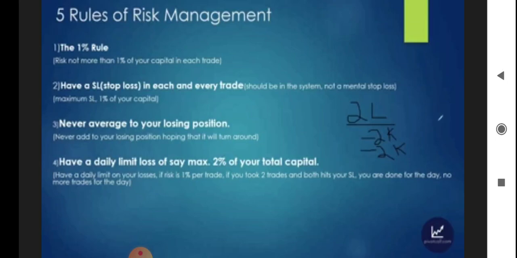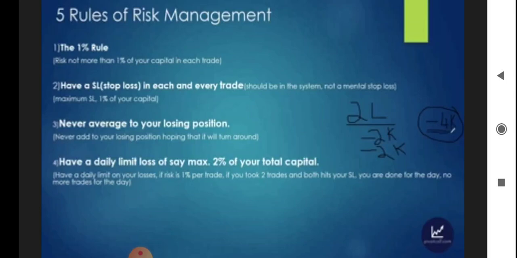He thinks that, oh, I lost 4,000 rupees since morning. I have to recover my loss. I have to recover my loss before the market closes. He keeps fighting with the market to recover the loss, only to end up with a big loss, because he keeps taking revenge trades.